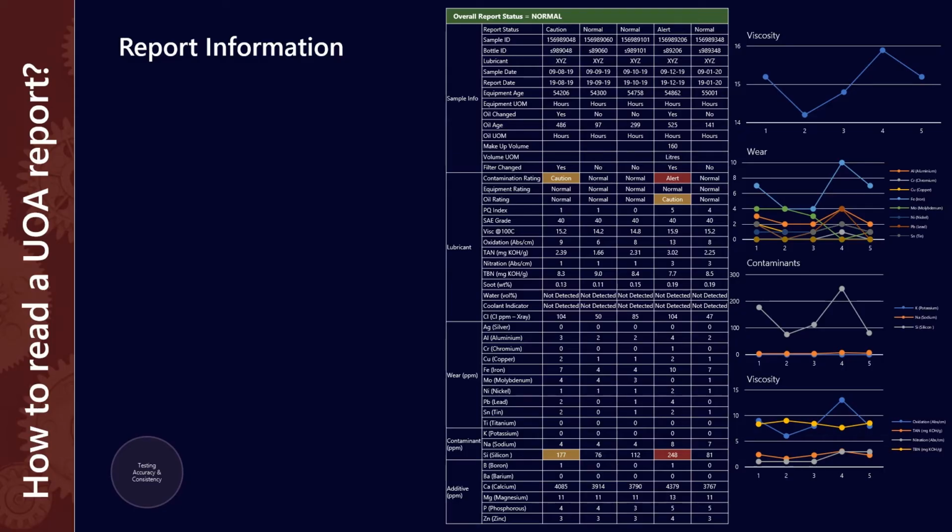All right, so then we've sampled, we send it off to the lab, and we get our report back. And we want to talk about all the different elements on the report. What do we need to look out for?